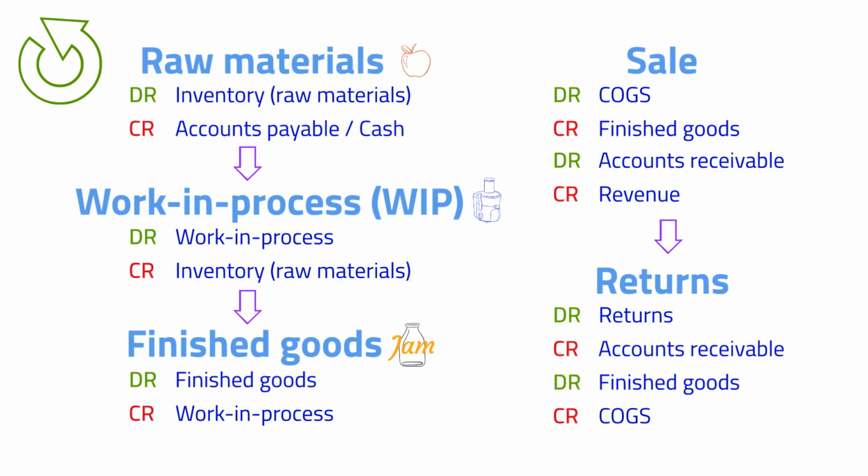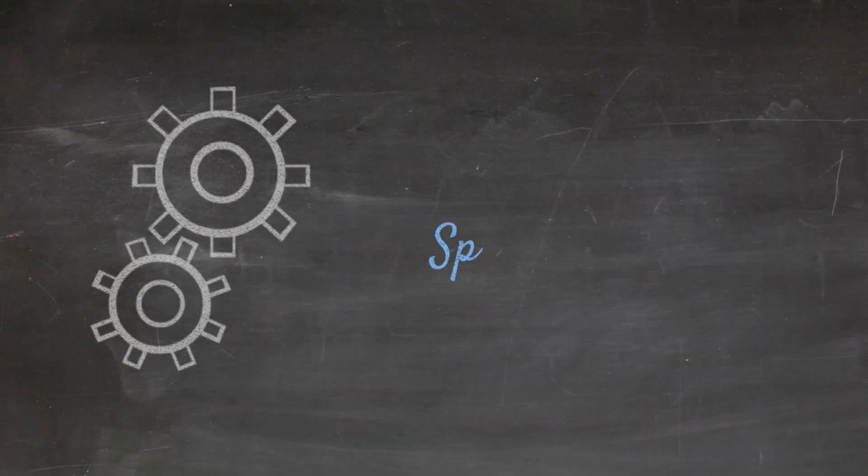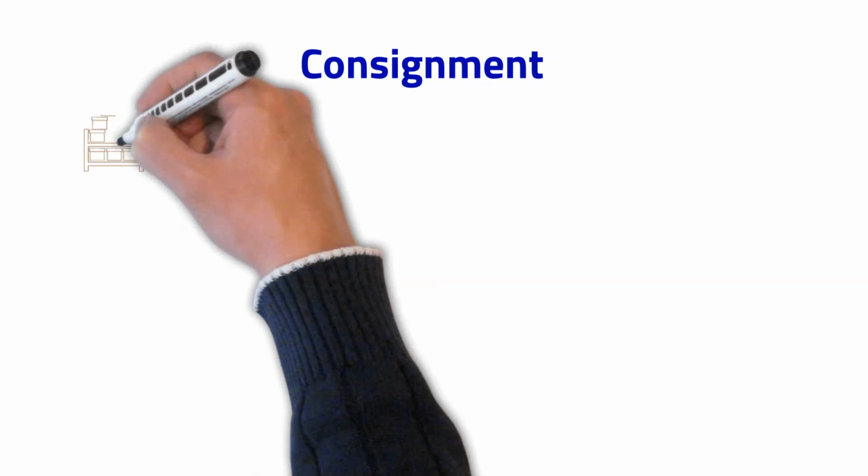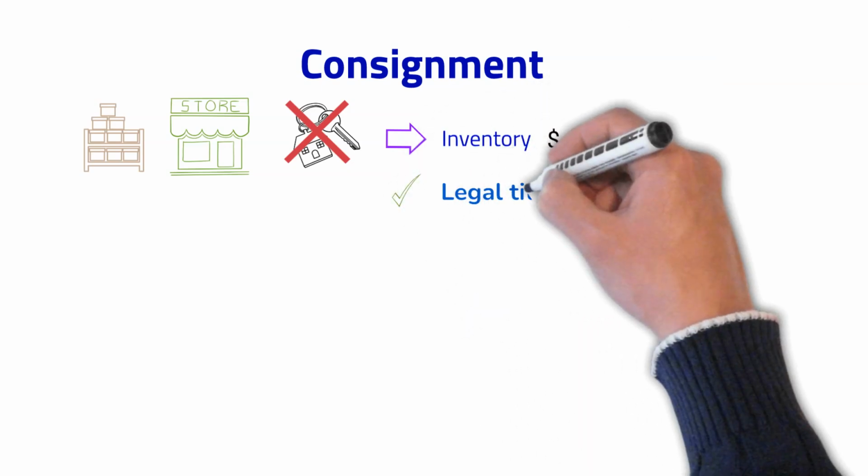Now we are done with hardcore accounting, and let's have a look at a few special occasions which may happen to inventory. The first one, consignment. Stock can sit in your store, but legal title stays with the supplier. That is consignment. You show zero inventory until you sell the item.